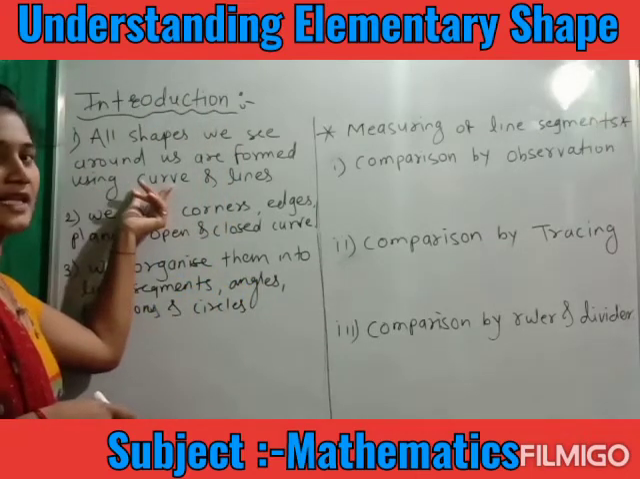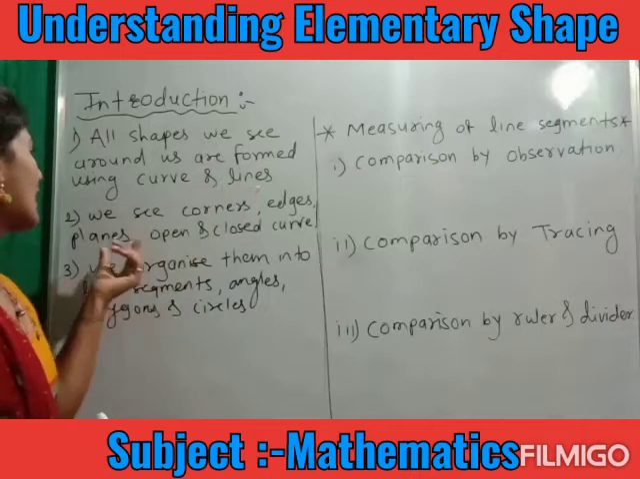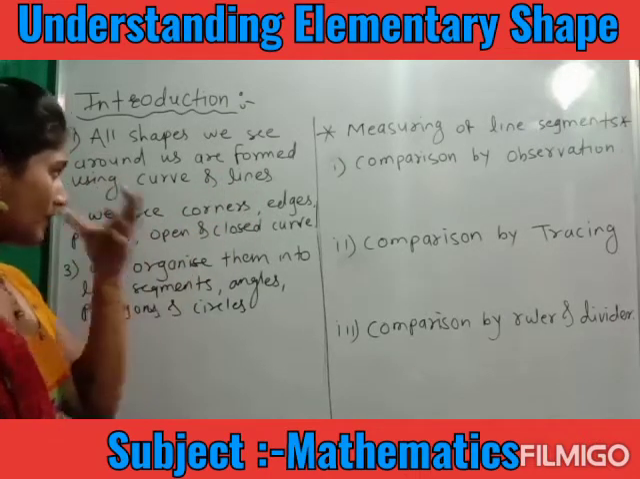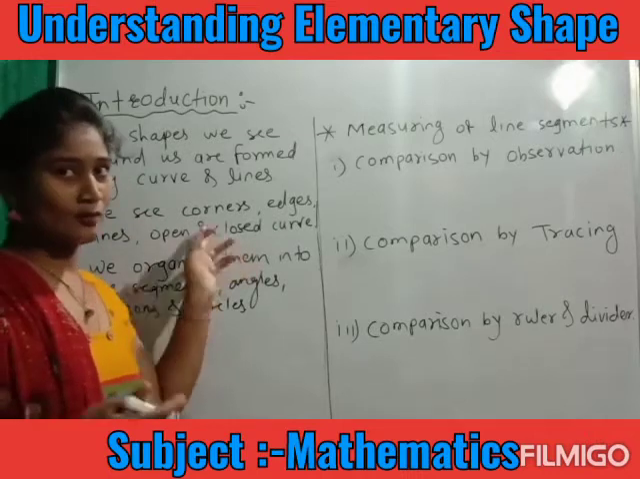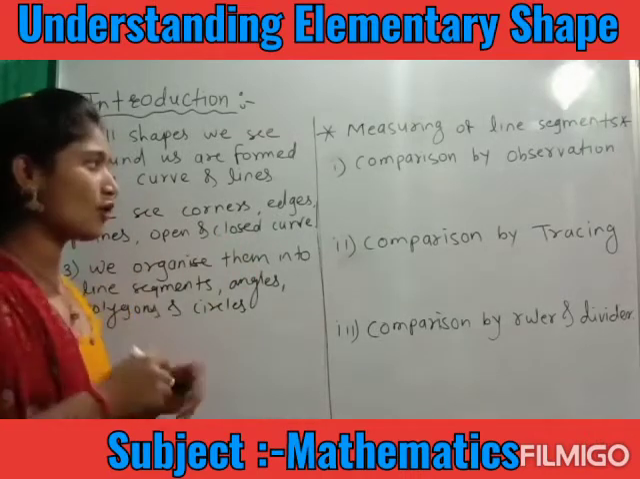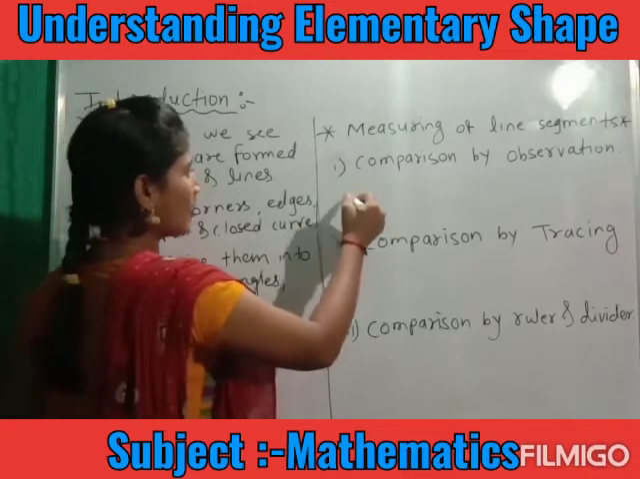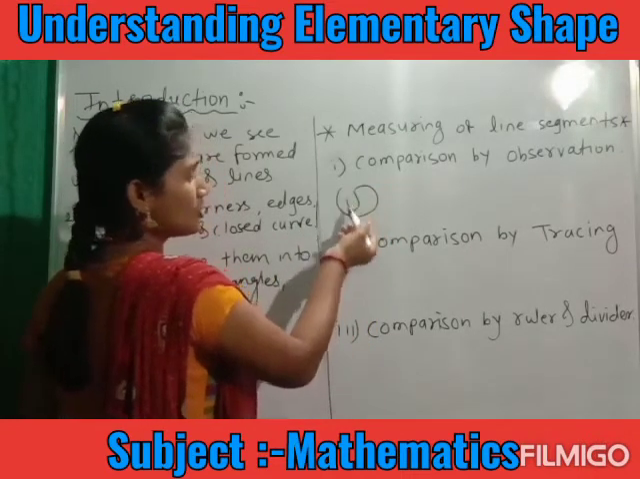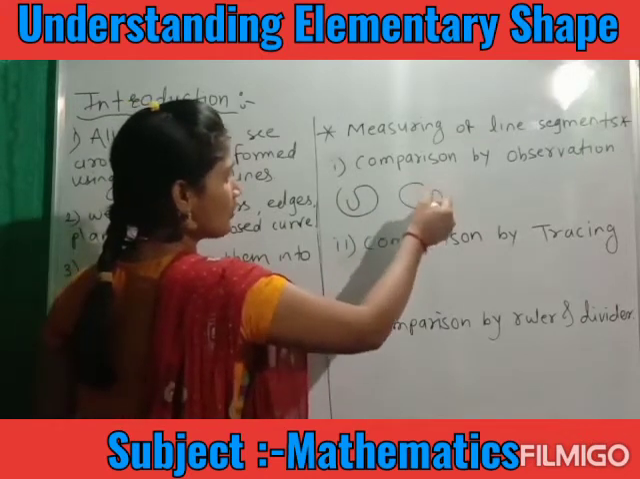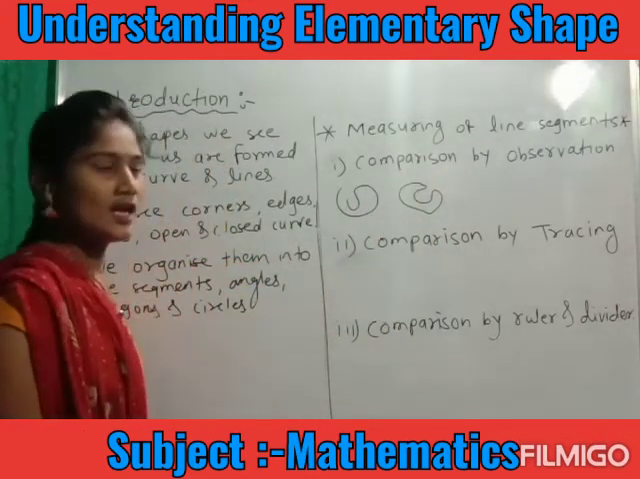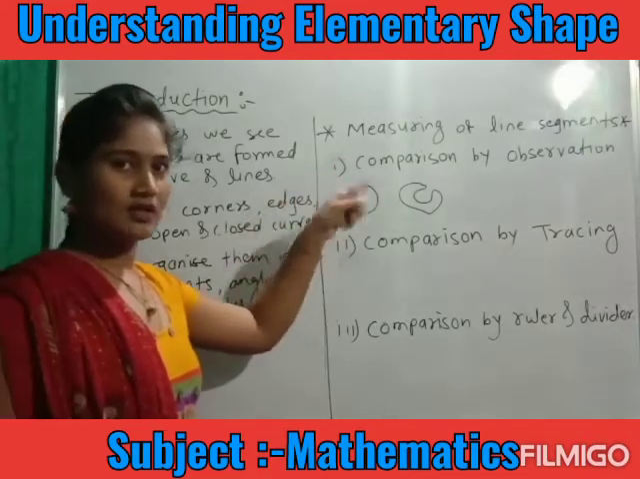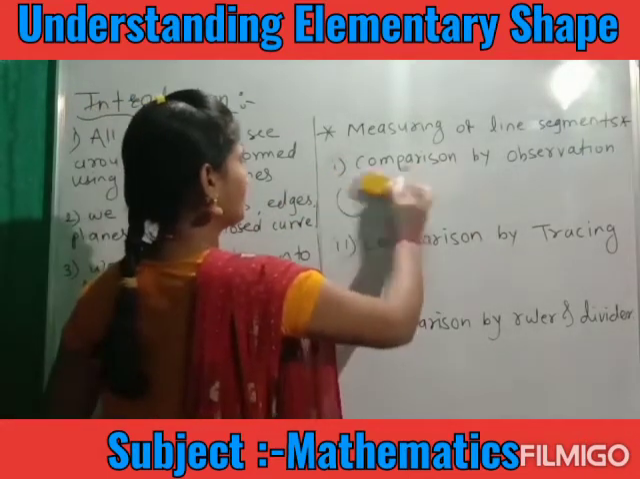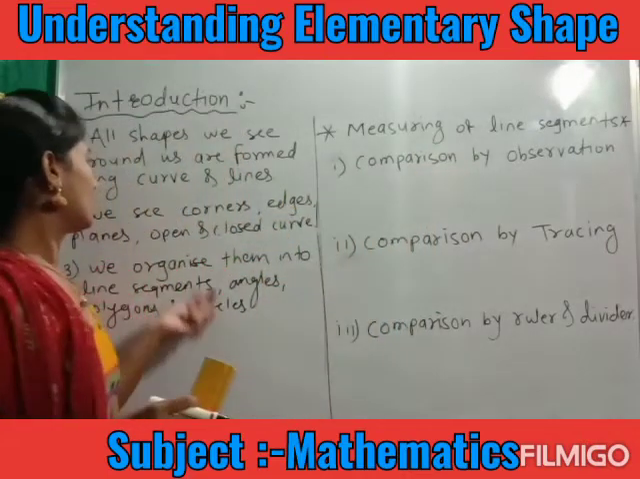So either we see the things in the curves or in the lines. Again we see the corner, edges, planes, open and closed curve. Already we have seen what is the open and closed curve. Open curve means the curve which is open, like suppose this one I'll draw here. So this is the curve, but it is open. Now here it is not closed, but what does closed curve mean? Suppose this is the closed curve. It is a curve but it is closed, so that's why we call it open and closed curve.